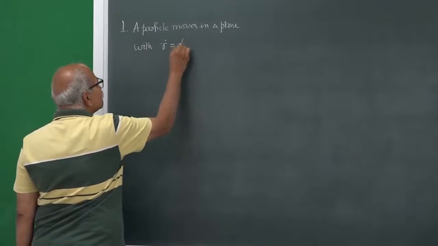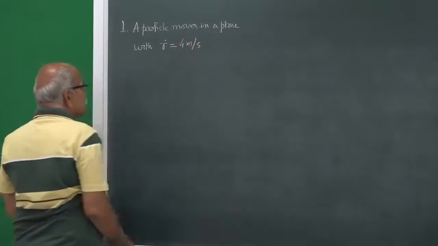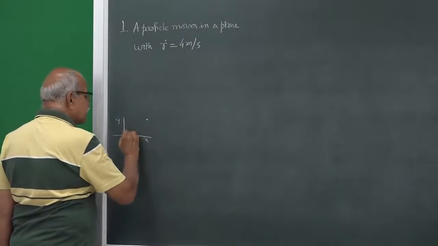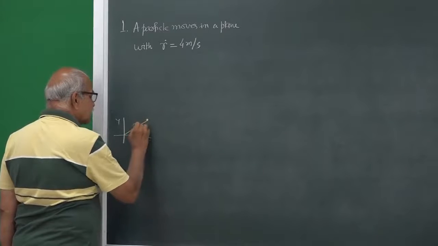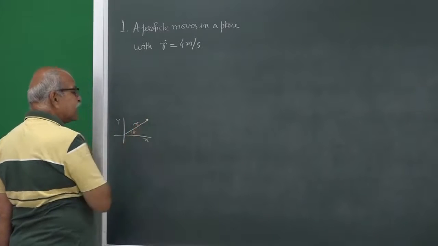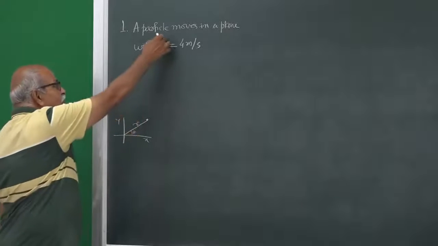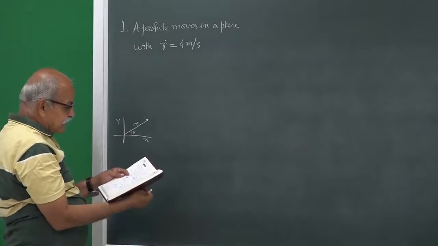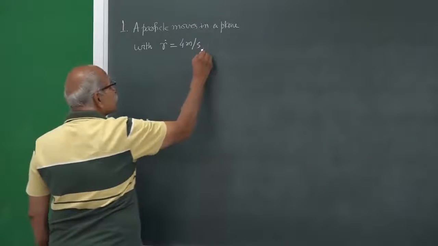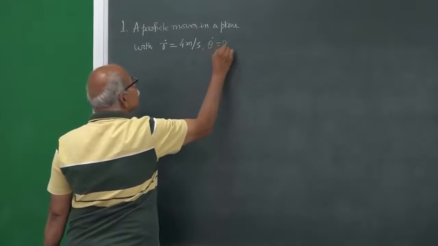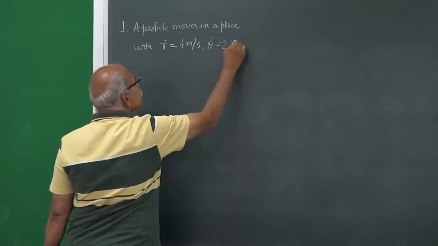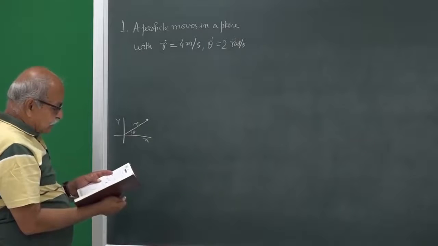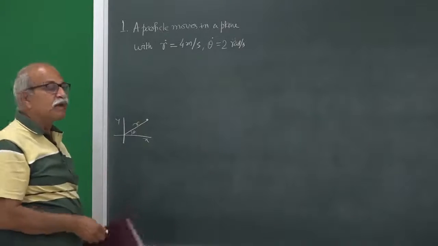r dot is equal to 4 meter per second, and you know what is r and what is theta. This is x axis, this is y axis, this is the position of the particle, then this distance is r and this angle is theta. These are the plane polar coordinates. So, r dot means d/dt of r is 4 meter per second, and theta dot is 2 radian per second. So, this is the data given, and you are asked to find the velocity and acceleration of this particle.